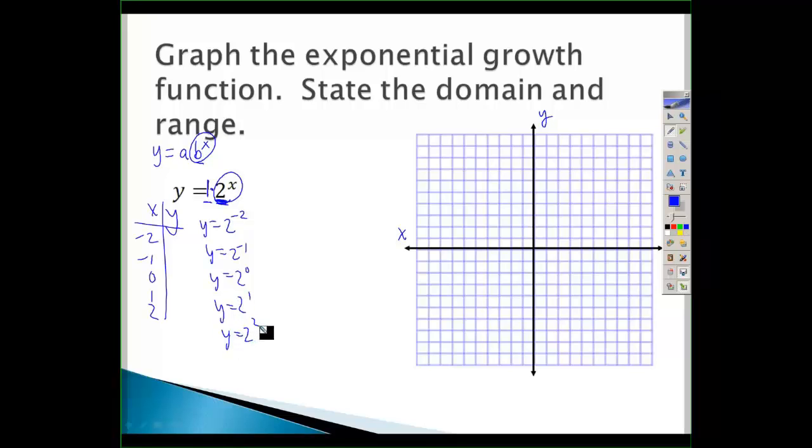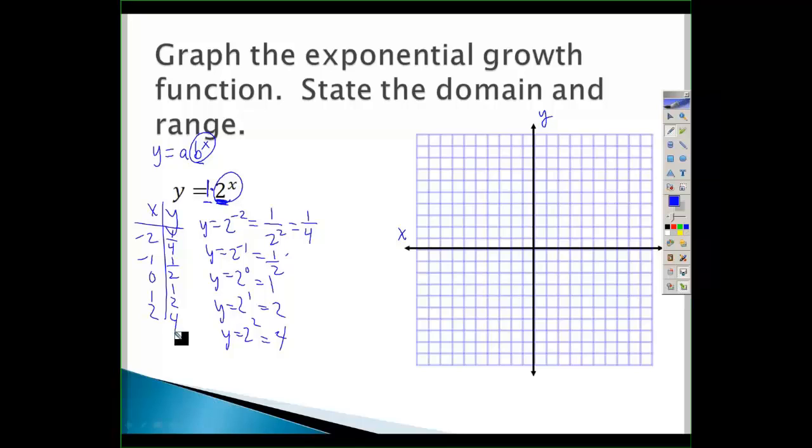Keep in mind what a negative exponent does. We did this a lot last chapter. It moves everything to the bottom: 1 over 2 squared, which is 1/4. So I'm going to put 1/4 there. 2 to the -1 is 1 over 2, 1/2. 2 to the 0, that's 1. 2 to the first, 2. 2 squared, 4. Now I have my t-chart.